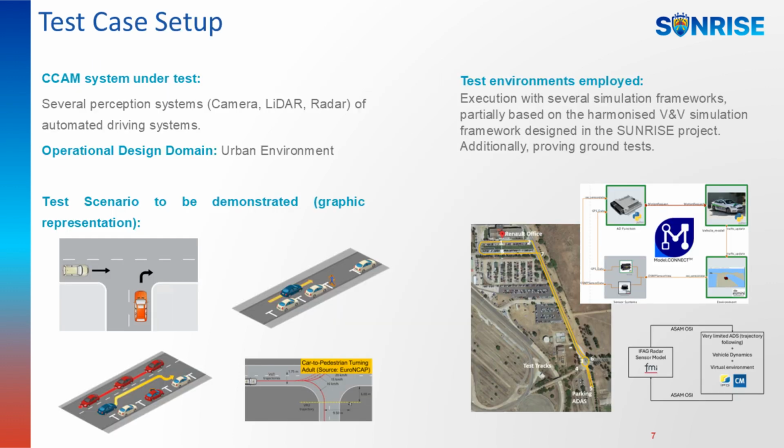This use case consists of several partners who have used different systems under test. The scenarios represent various urban situations such as intersections, roundabouts, and parking. Several simulation frameworks and a proving ground were available for the test execution.